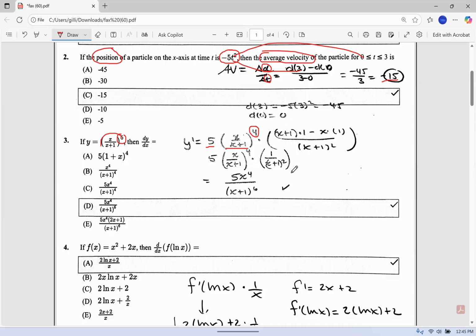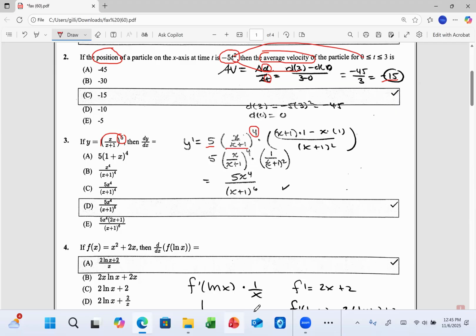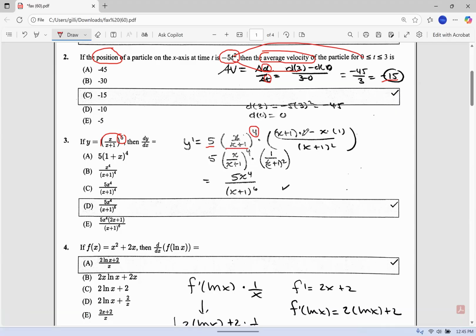So I'll rewrite the bottom function as x plus 1 times the derivative of the top, which is 1, minus the top, which is x, times the derivative of the bottom, which is 1, all over the bottom squared. These x's here will add to 0, and they will add to 0. And what's left here is a 1.